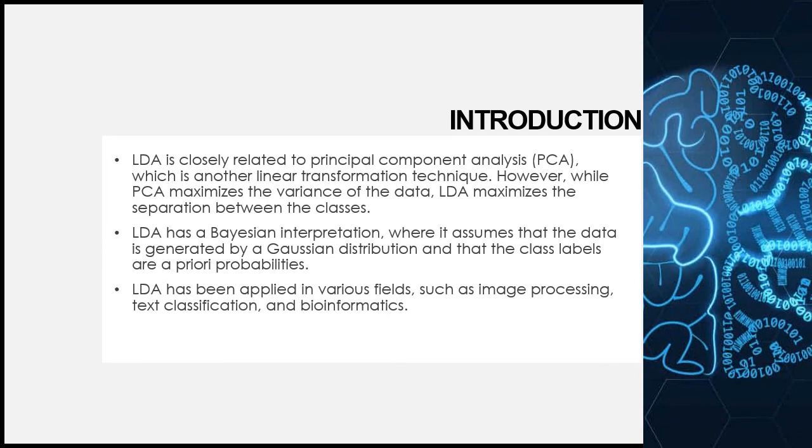LDA is closely related to principal component analysis, PCA, which is another linear transformation technique. However, while PCA maximizes the variance of the data, LDA maximizes the separation between the classes. LDA has a Bayesian interpretation, where it assumes that the data is generated by a Gaussian distribution and that the class labels have a priori probabilities. LDA has been applied in various fields, such as image processing, text classification, and bioinformatics.